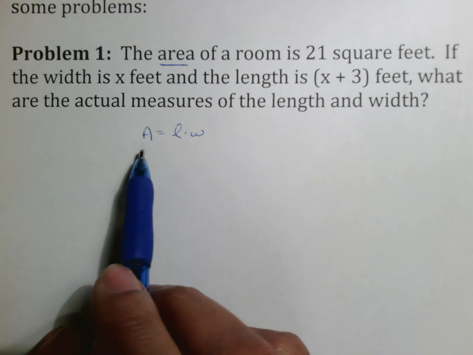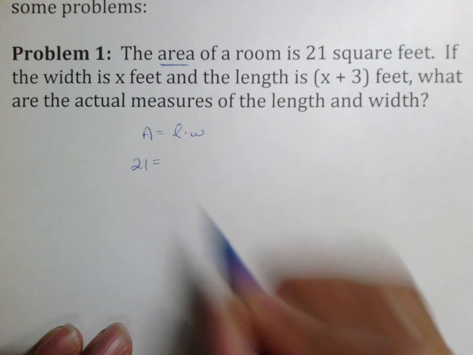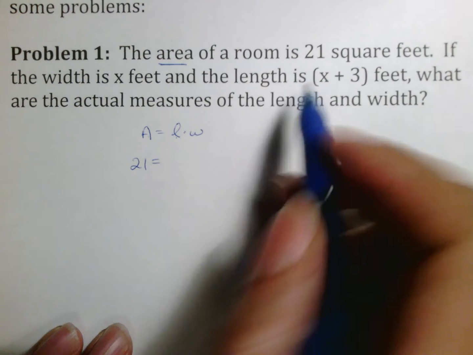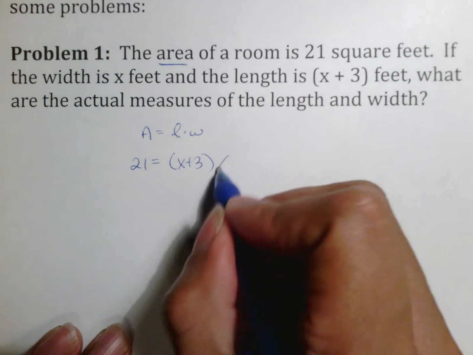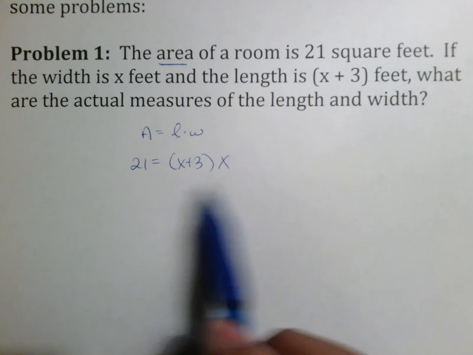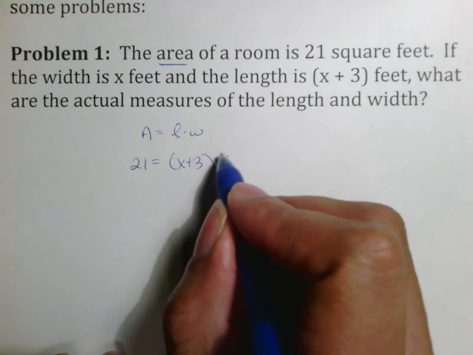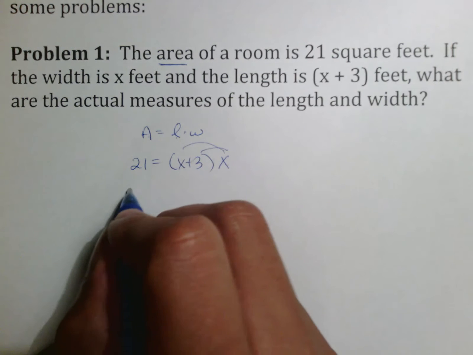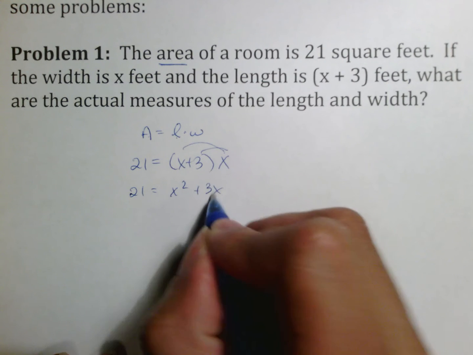And so what you do now is you substitute what you know. You know that the area is 21, so you put 21 in for area. It says that the length is x plus 3, and it says that the width is x. This looks a little different than what we're used to, but that's just because we haven't cleaned it up yet. One of the things we have to do, for example, is distribute this x to end up with 21 equals x squared plus 3x.